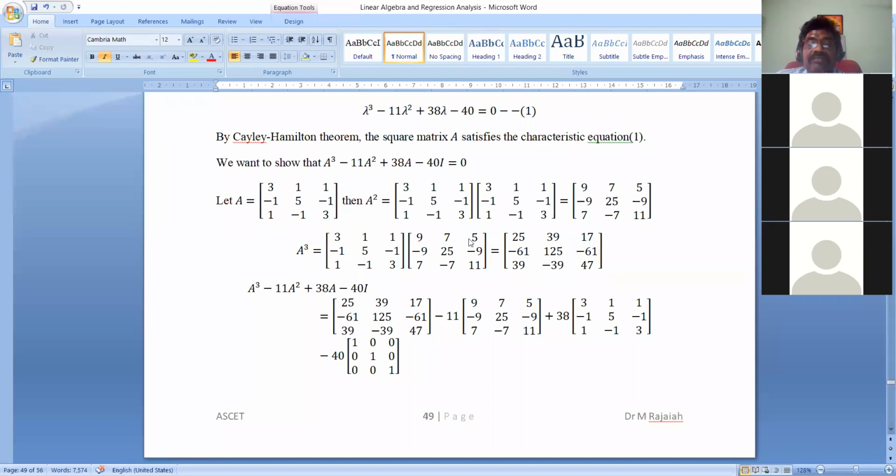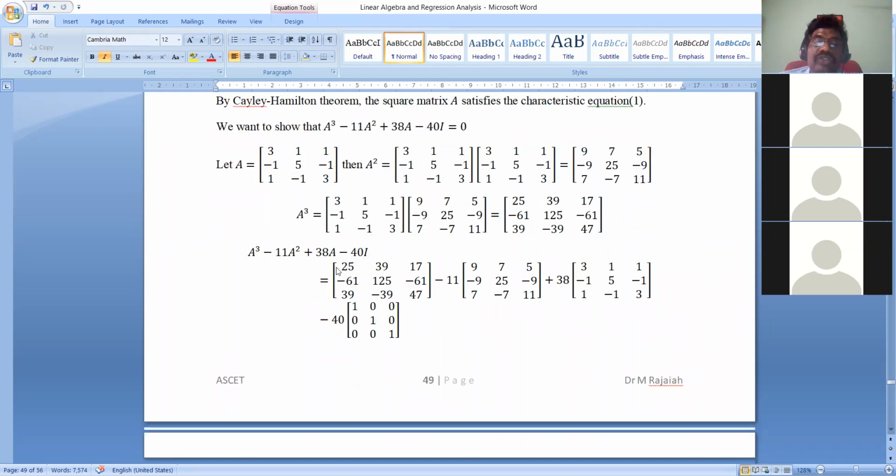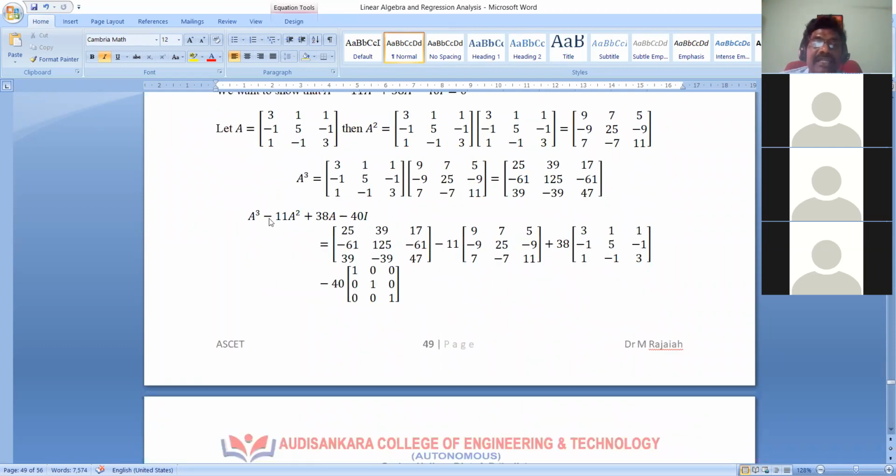Next, 1 into 5, minus 1 into minus 9, plus 3 into 11, that is 47. This is A cube. Now we want to substitute A cube, A square, A and I values in the characteristic equation, that is A cube minus 11A square plus 38A minus 40 into I. We want to show that this is a zero matrix. For this, substituting A cube minus 11 into A square plus 38 into A minus 40 into I.